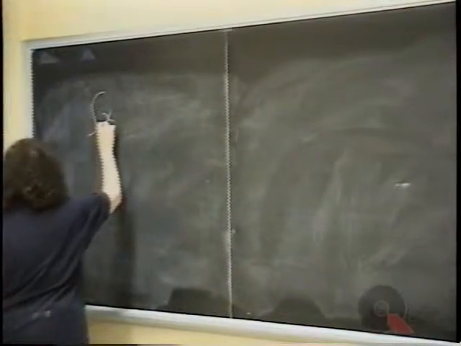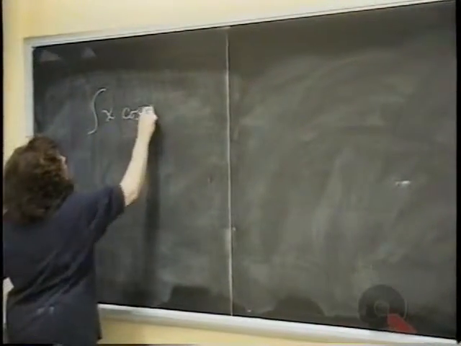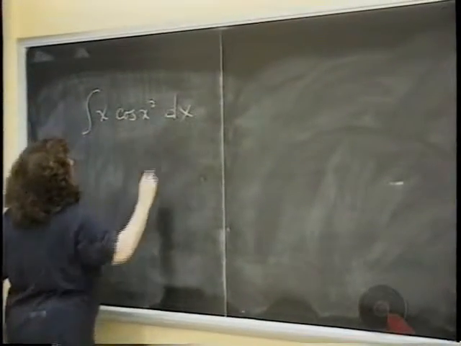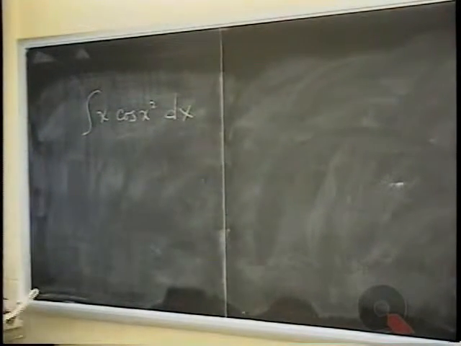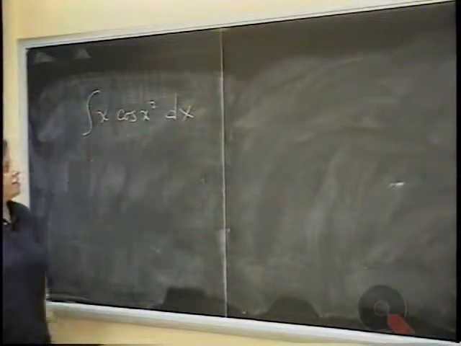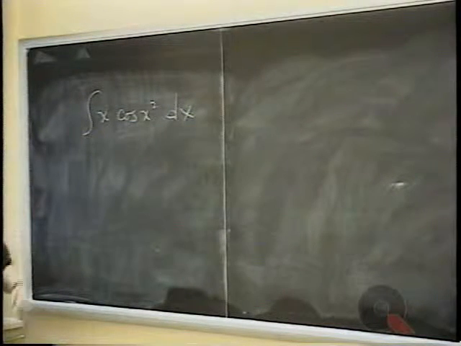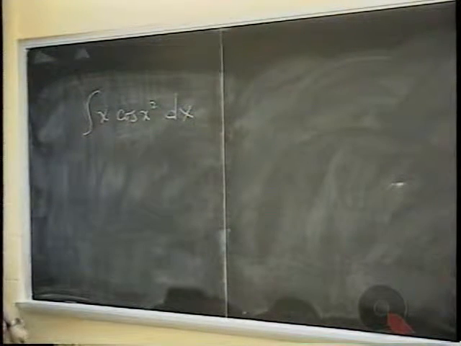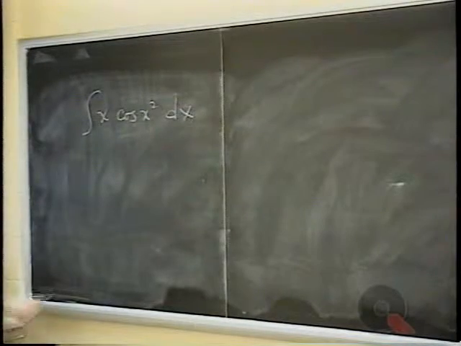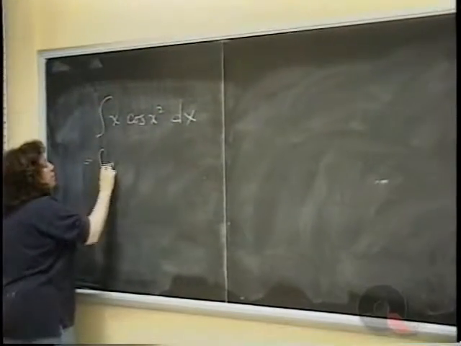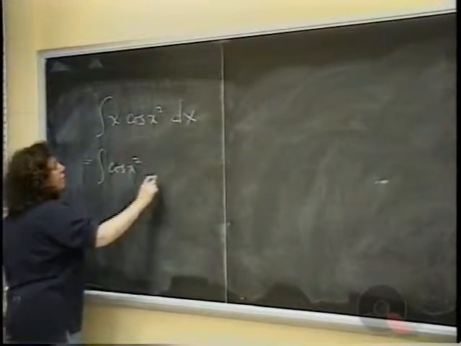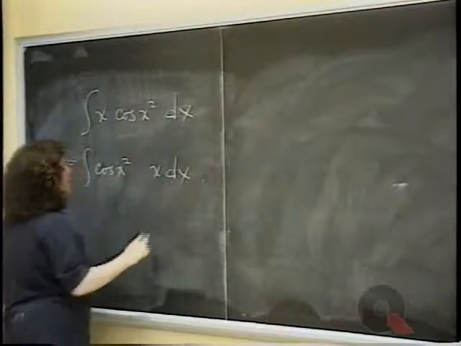Okay, let's start with now the integral of x cosine of x squared dx. Once again, we see a product of algebraic and transcendental, but it's up to you to know that this is in basic form. In other words, one of the basic formulas that you're supposed to know. We rewrite it as cosine of x squared times x dx.